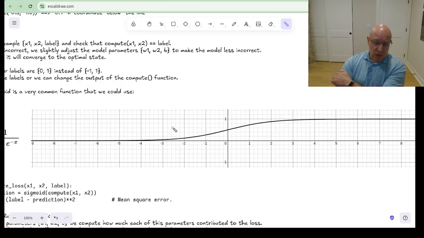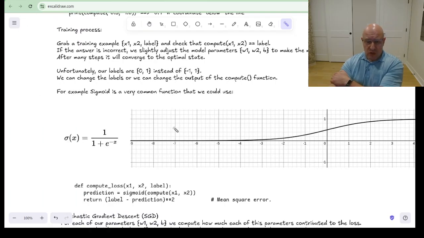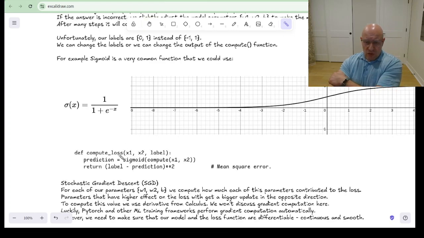Sigmoid is very common. That's why I want to show it at this stage, and we will come back to when we use sigmoid or something else. So what we will do to compute the loss is that we will first run the compute function, which will return a positive or negative value, and then we'll call sigmoid on it, which will convert it into something between 0 and 1, and that will be our prediction.